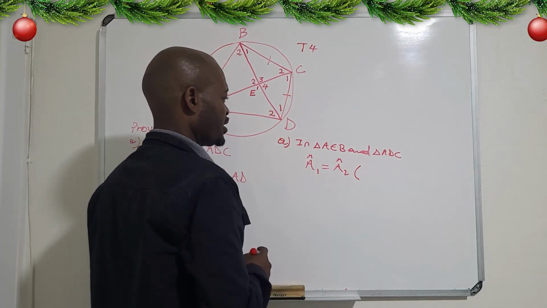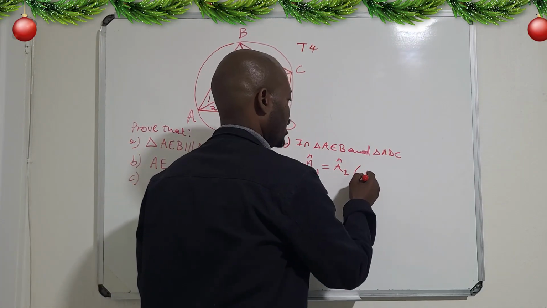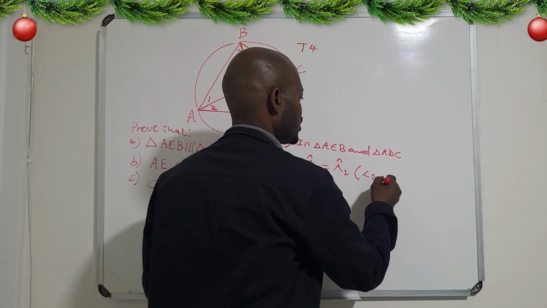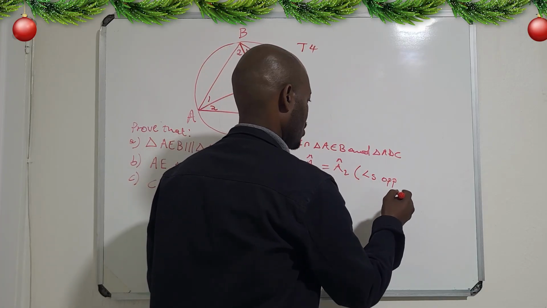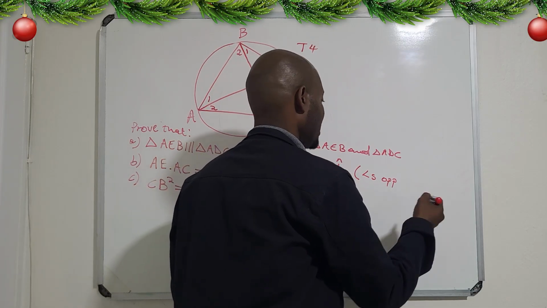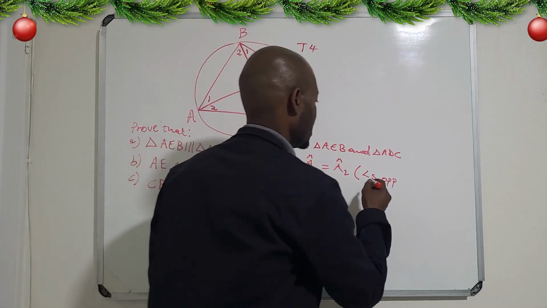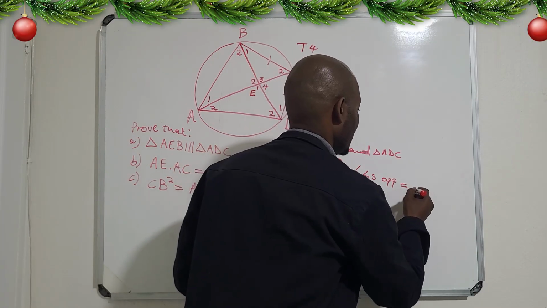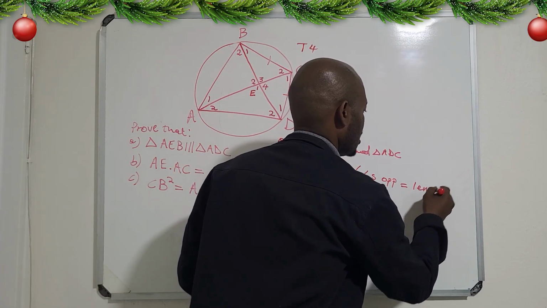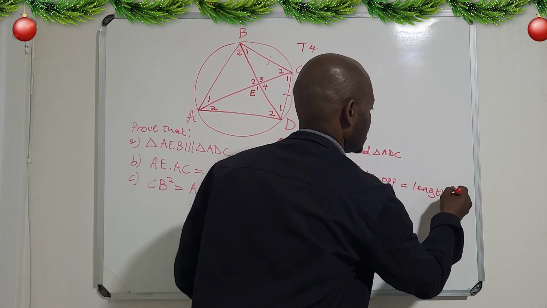The reason why we're saying these two are equal: angles opposite, or angles subtended by, equal lengths. Angles opposite equal lengths.